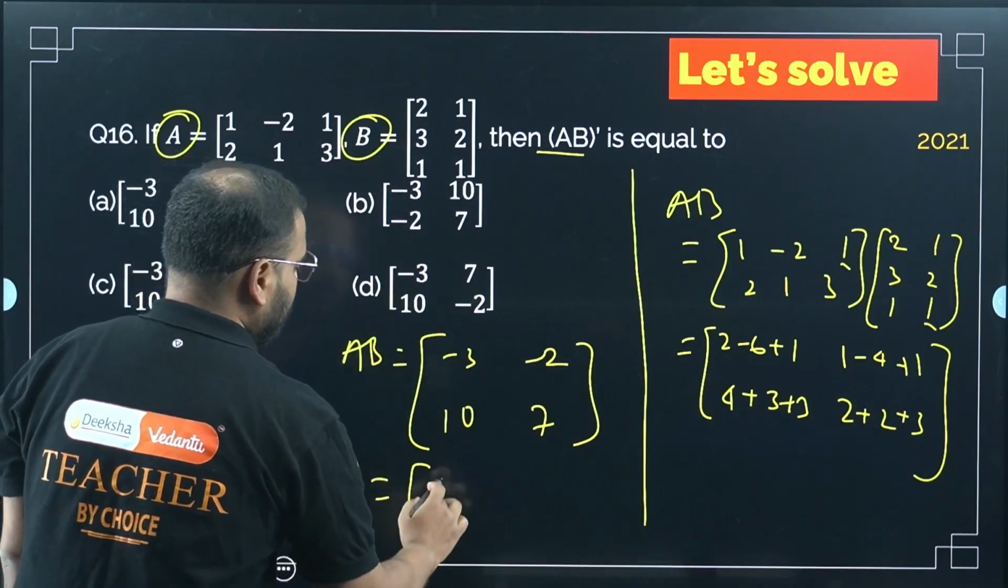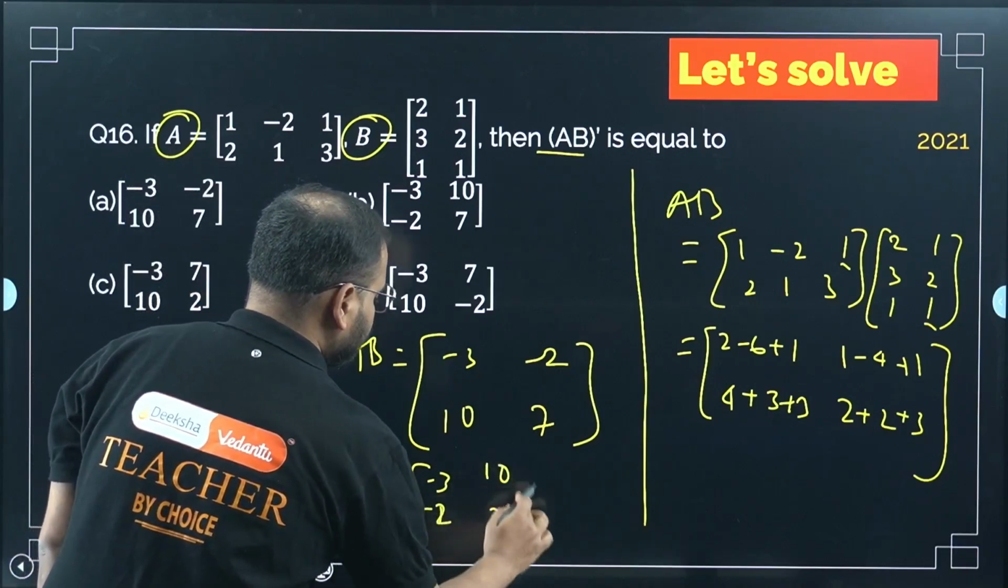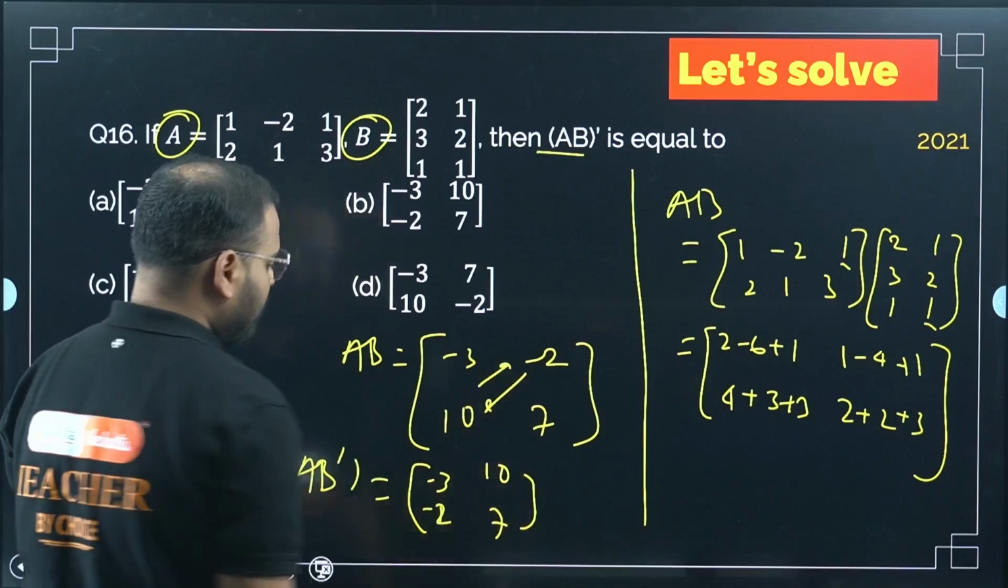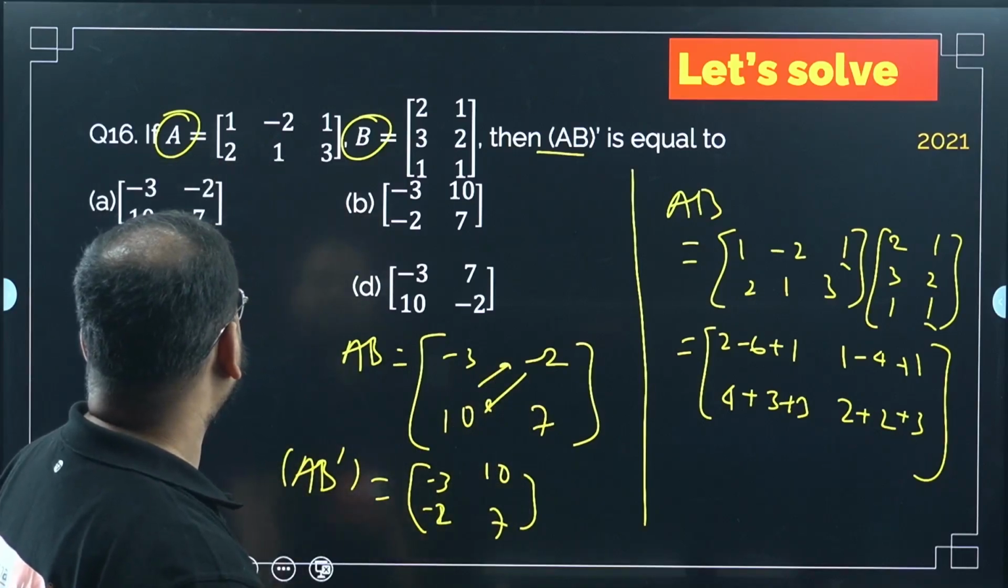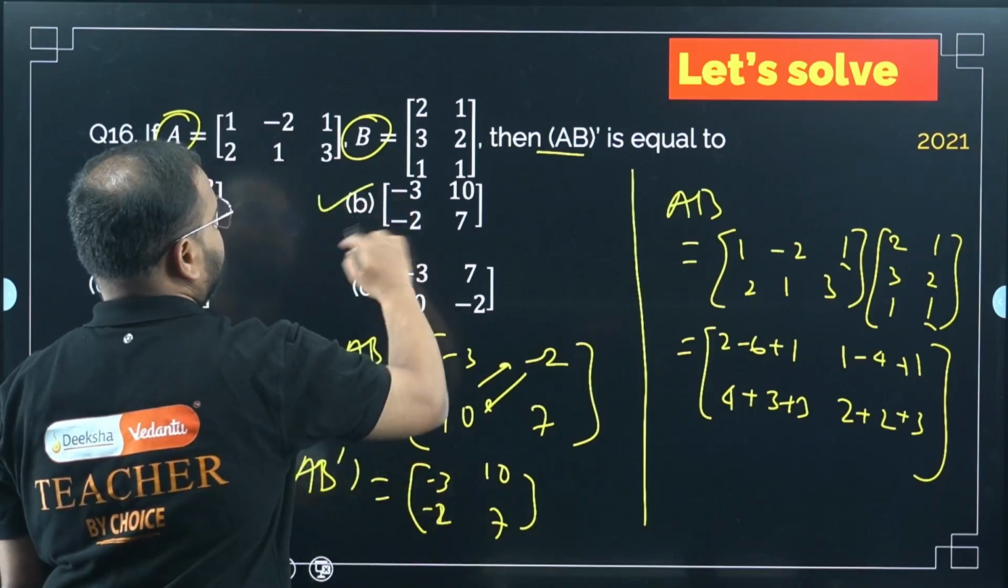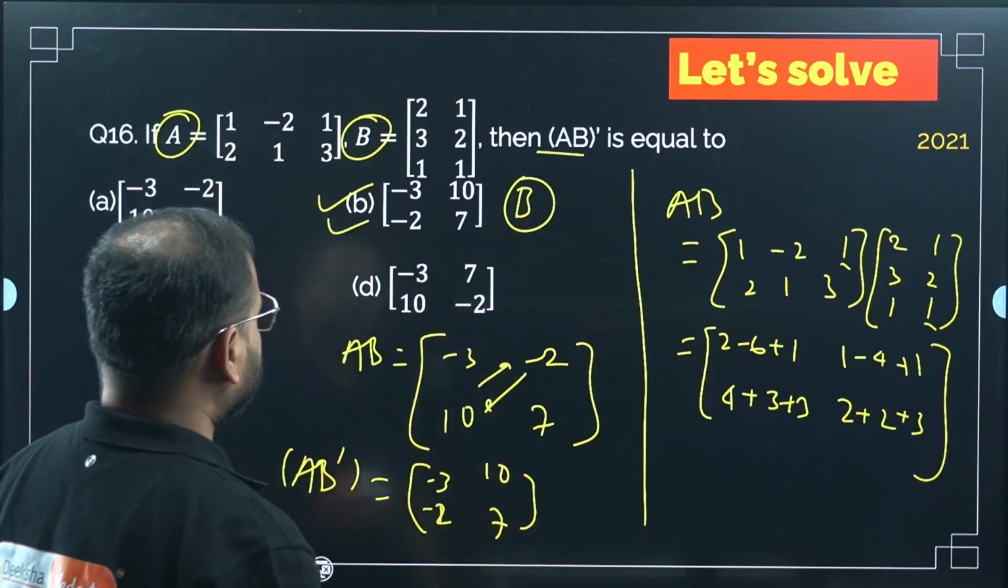What is going to be? Keep minus 3 and 7 as it is. Take the 10 here and take the minus 2 here. So just take this like this. So minus 3, minus 2, 10, 7. Option B. Minus 3, minus 2, 10, 7. Option B is my correct answer.